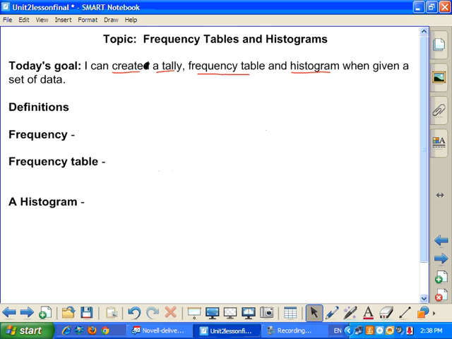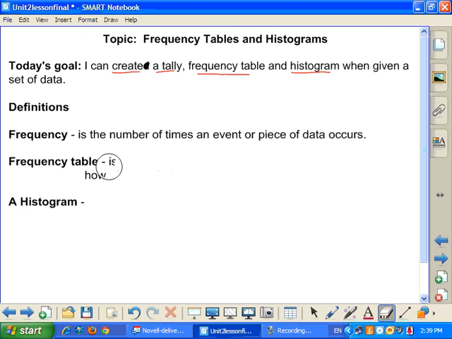So definitions again. There's always definitions when we're trying to clean up some of this stuff. What is frequency? Frequency is the number of times an event or piece of data occurs. So how many people said they were 15 years old? That's frequency, how often it was done.